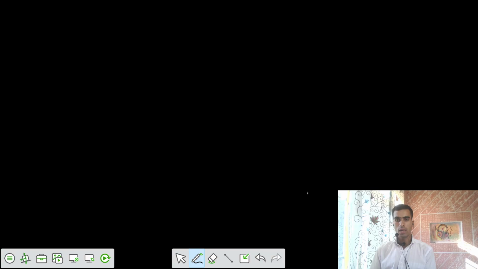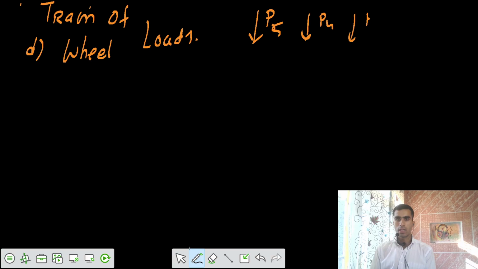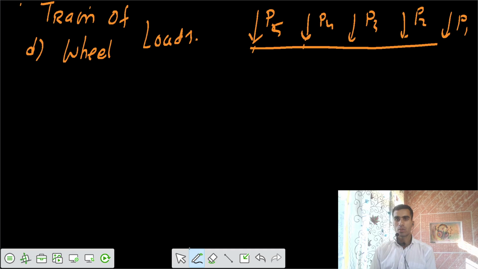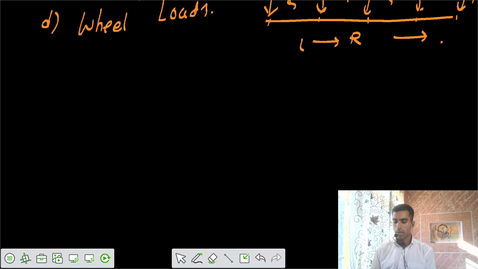So let's write that case D, that's train of wheel loads. There might be load 5, load 4, load 3, load 2, load 1. They are acting with some center to center spacing between the loads, and we say they are moving in the left to right direction. Now there would be some beam.